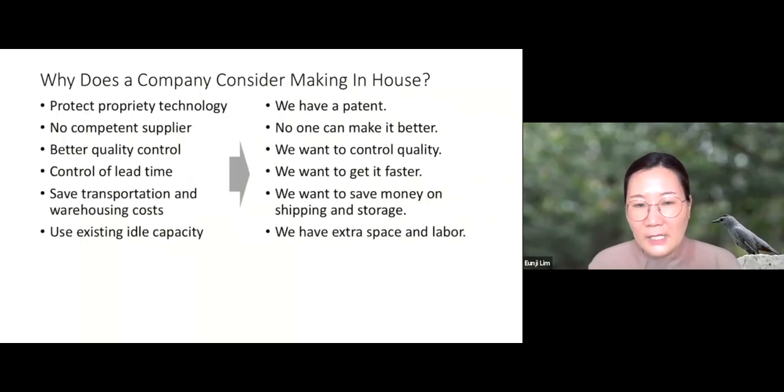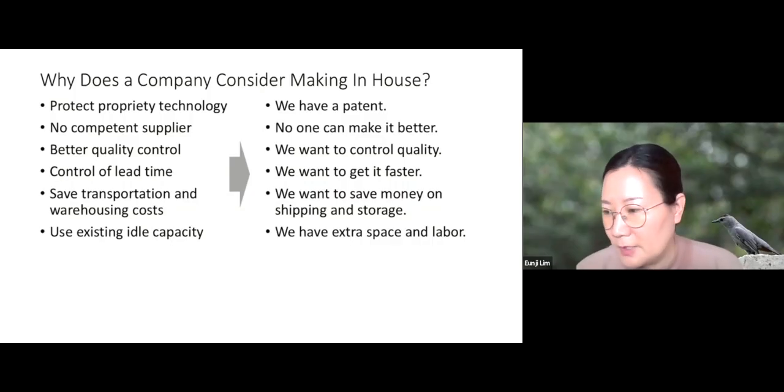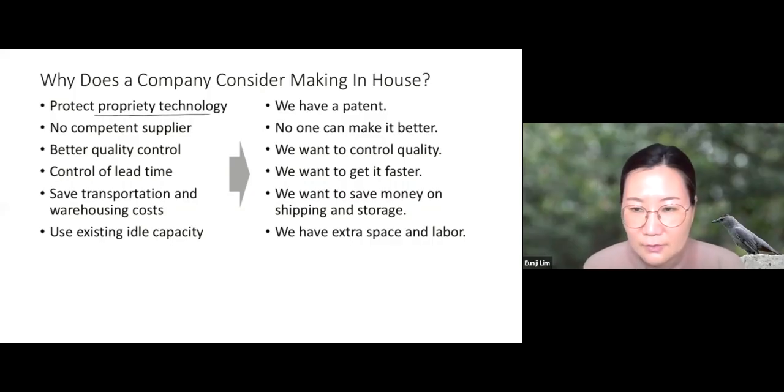On the other hand, why does a company consider making something in-house? There may be several reasons. First, we want to protect proprietary technology. In other words, we want to protect the patented technologies. So what do you mean by a patent? You get a patent when you have a new idea. When you patent your idea, it becomes available to the public, but no one else can use this idea without your permission.